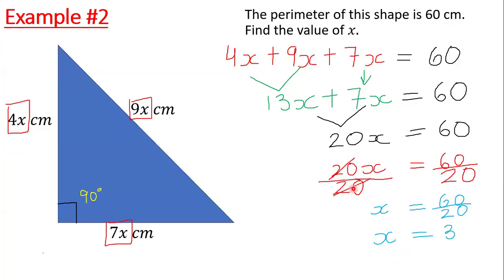All it is, is that whatever number is in front of an x, that's the number you divide by. Yes. Okay. So we say 20 divided by 20, cancel. So we have x is equal to 60 divided by 20.